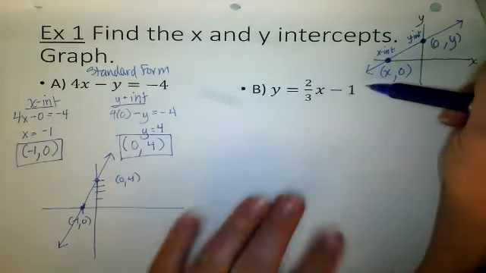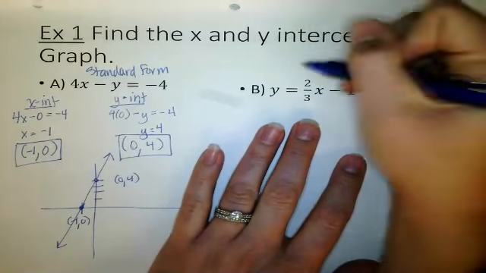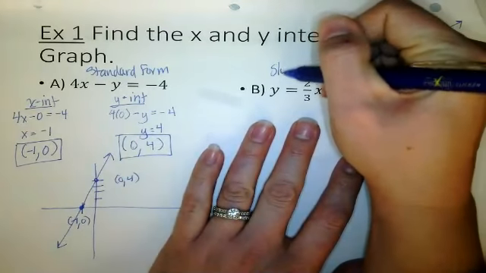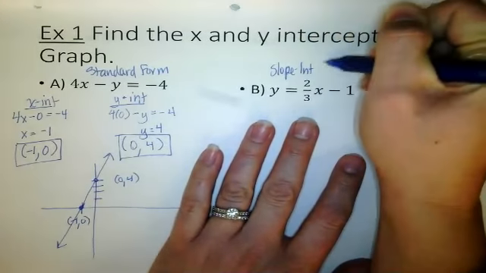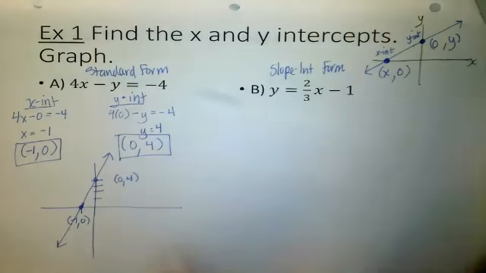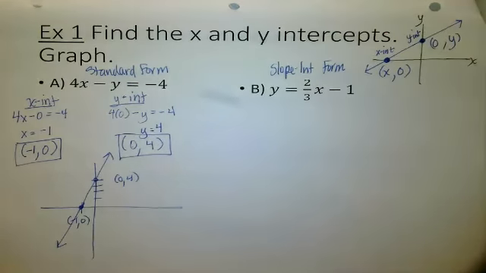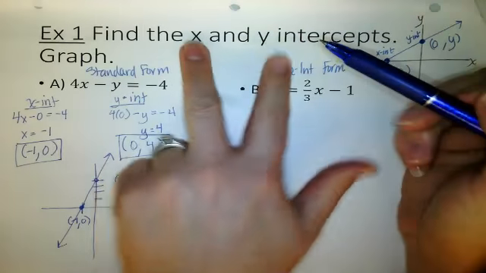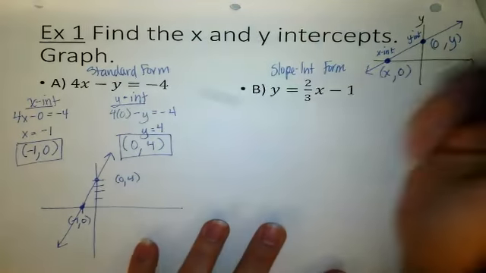What form is this function in? Not standard form. Slope intercept form. If you wanted to graph in slope intercept form, you could, which I will do because it's in slope intercept form. But first, we still need to find the x and y intercepts, because the instructions say so.